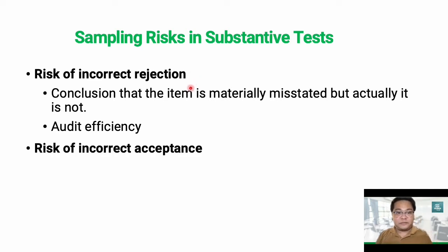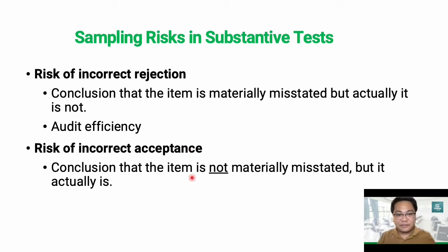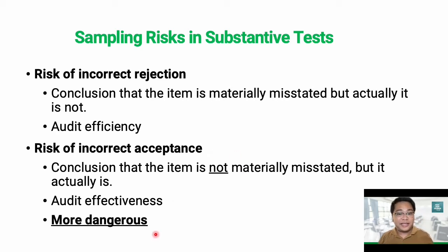The opposite is the risk of incorrect acceptance. You conclude that the item is not materially misstated when in fact it is actually materially misstated. For example, you tested few items and then you decided that this account is not materially misstated. But in reality, there are misstatements in that account, which you will not be able to find because you already accepted, based on the few samples that you have tested, that the account is not materially misstated. This will affect audit effectiveness. It could result in an incorrect opinion or incorrect conclusion. That is why risk of incorrect acceptance is more dangerous compared to risk of incorrect rejection.